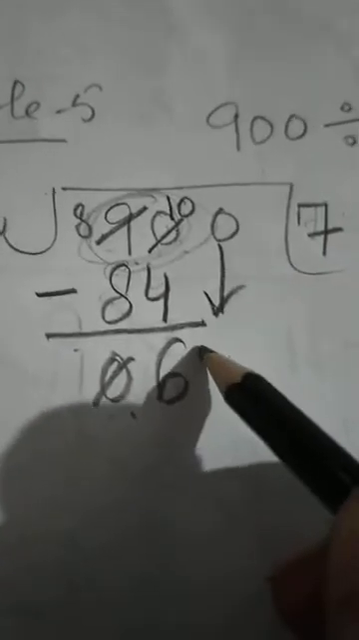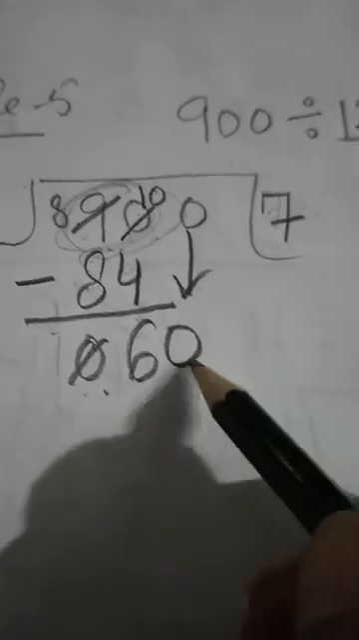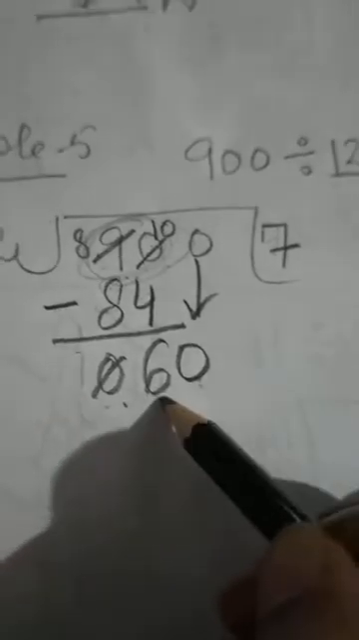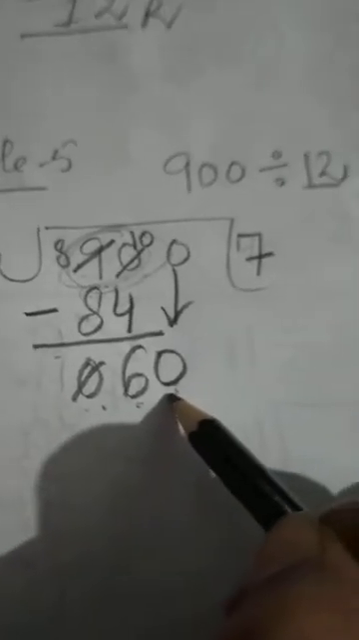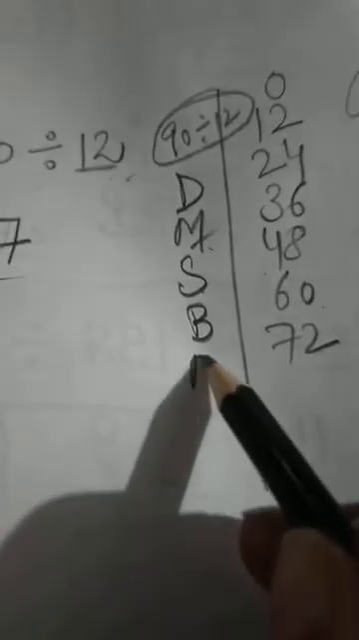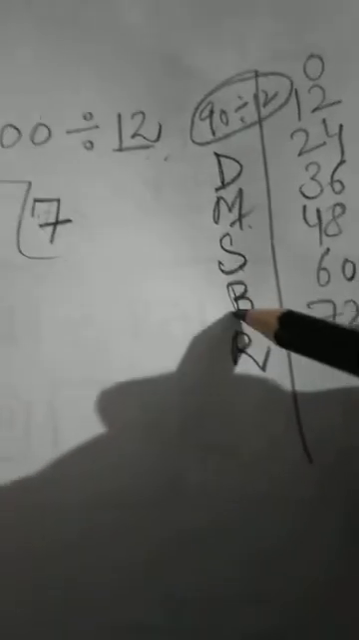Now after subtraction, what to do? Bring down the next digit. The next digit is 0. We will write it with 6. Now it has become 60. Now what to do? Last step is to repeat: divide, multiply, subtract and bring down.